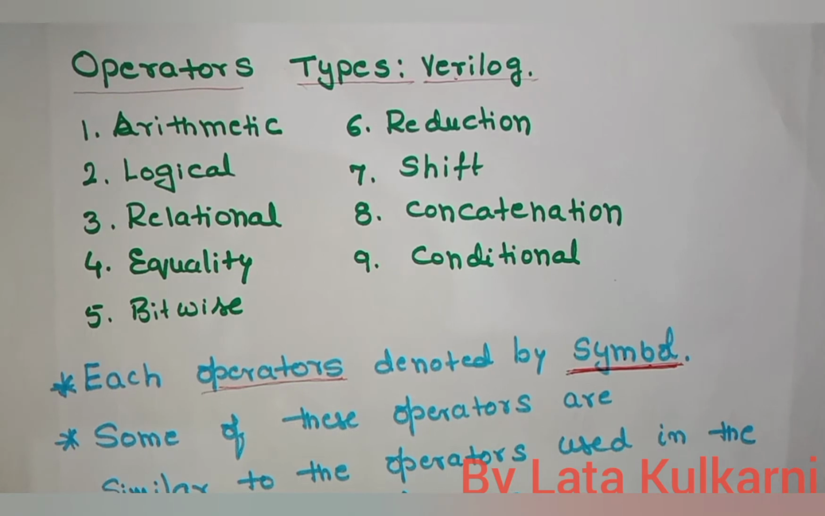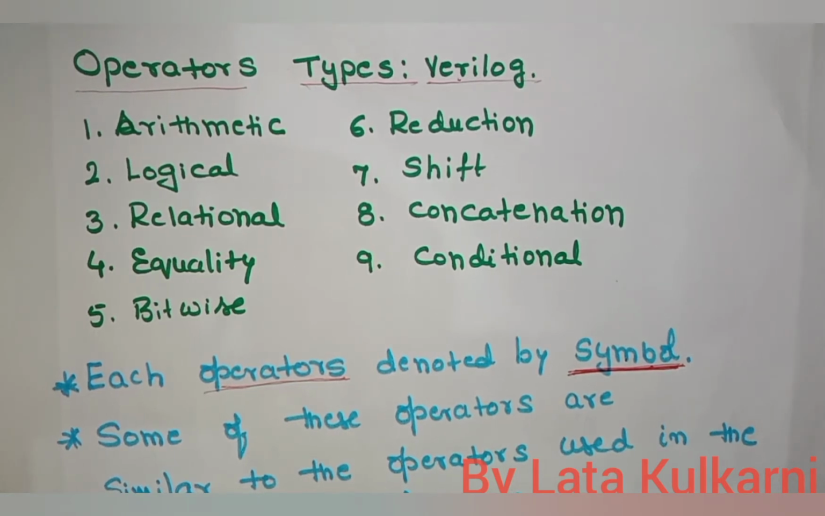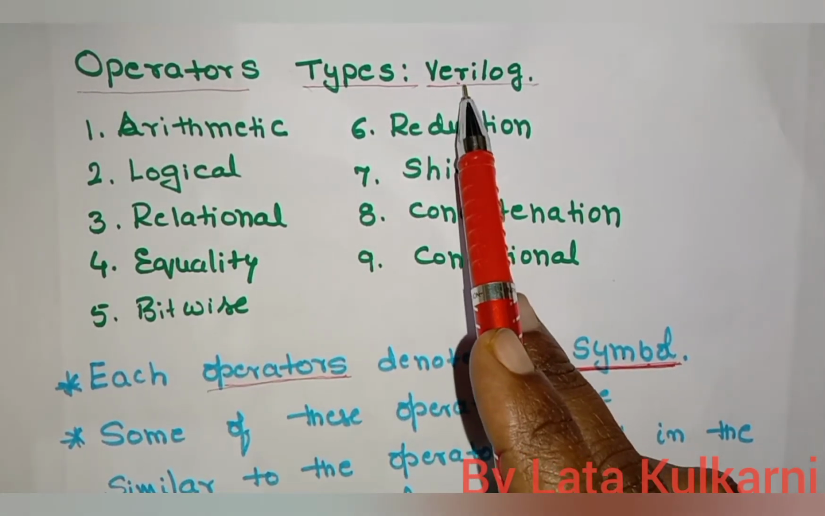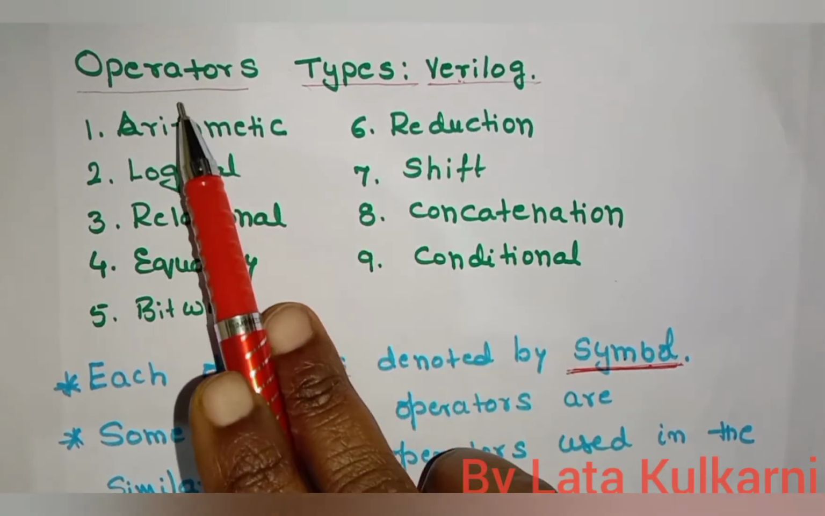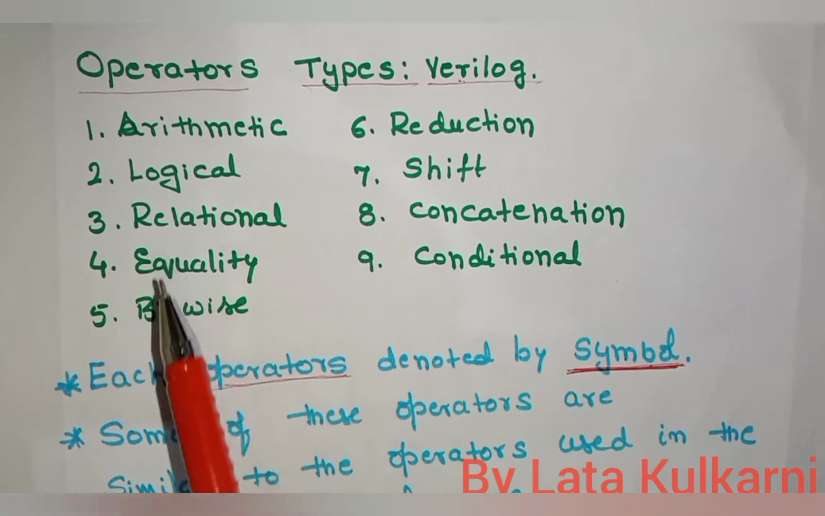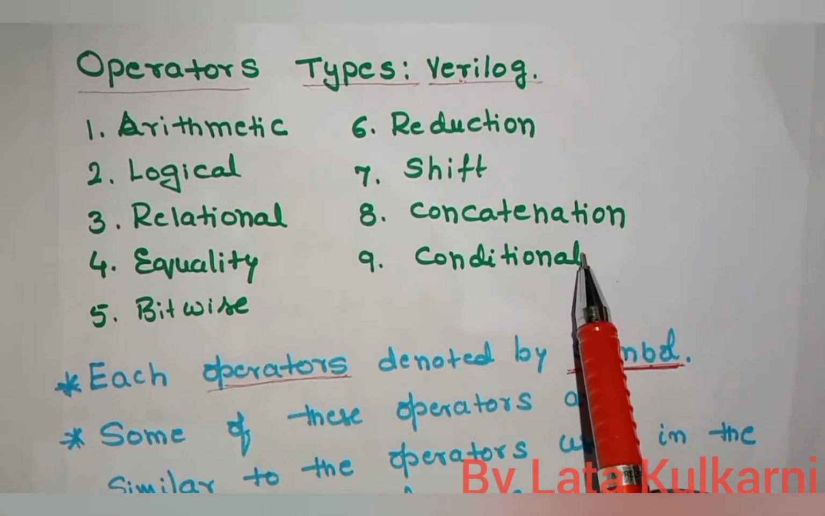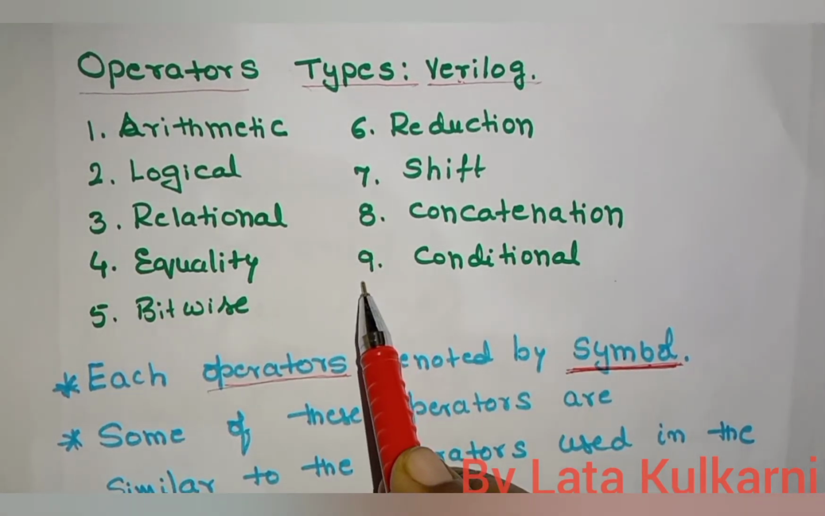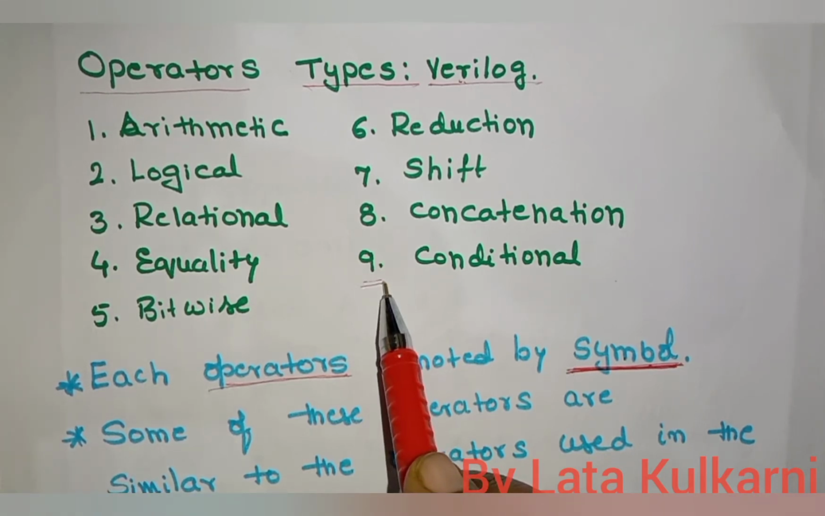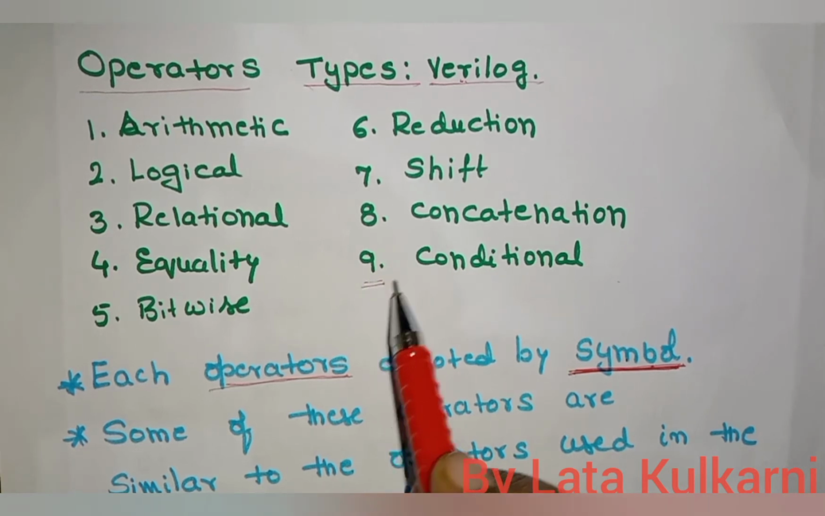Hello, my dear students. In this session, you are going to study the operators available in Verilog. Already we know what we mean by Verilog and by operators. How many operators are there in Verilog? Nearly 9 operators are there. What do we mean by operators? An operator is represented by a symbol.